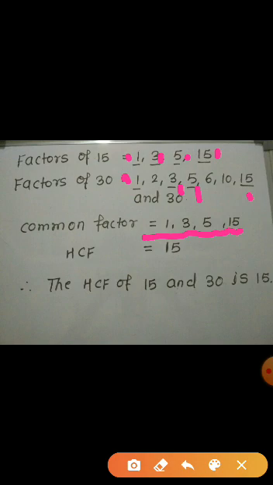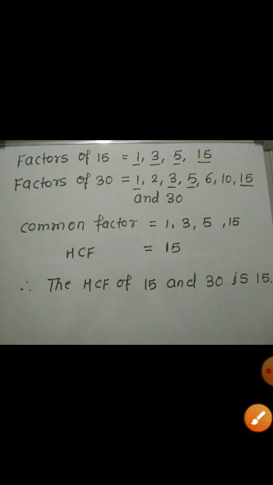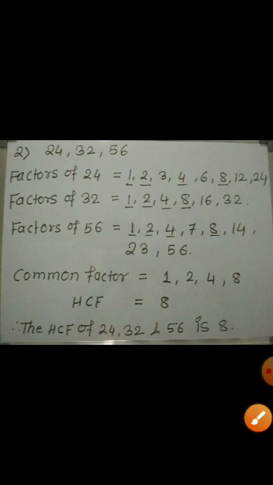Among all the common factors, which is the highest one? Yes, the factor 15 is the highest one. It means 15 is the highest common factor, which we call HCF. So the HCF is 15. Hence the HCF of 15 and 30 is 15. It's very simple. You can find the HCF of 3 numbers also, just like we have seen for 2 numbers.